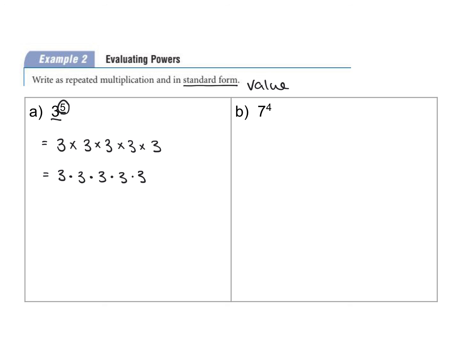So the dots and the X represent 3s. A third way to write it would be using brackets, which also implies multiplication. And this will give us a standard form or value of 243 when we multiply those together.